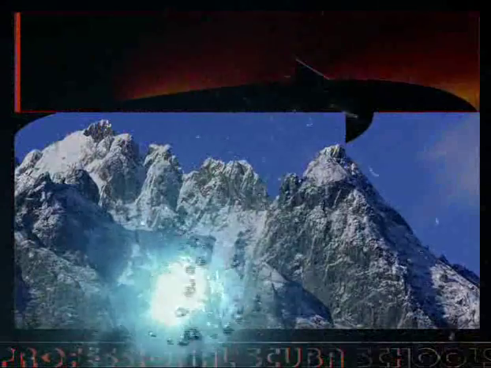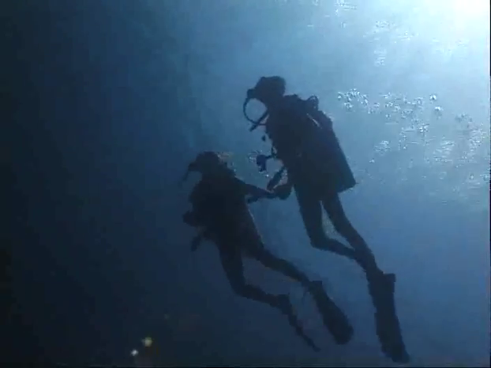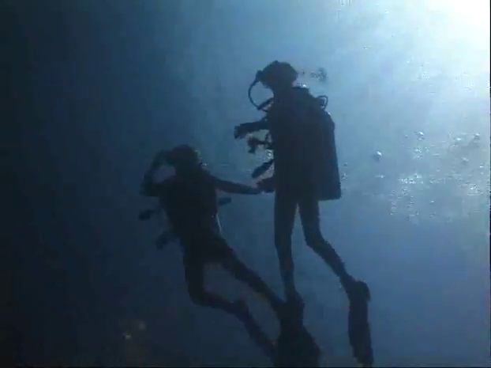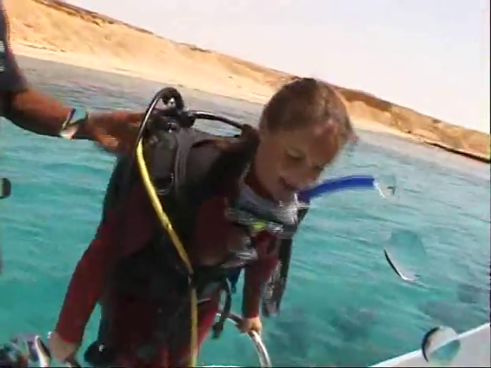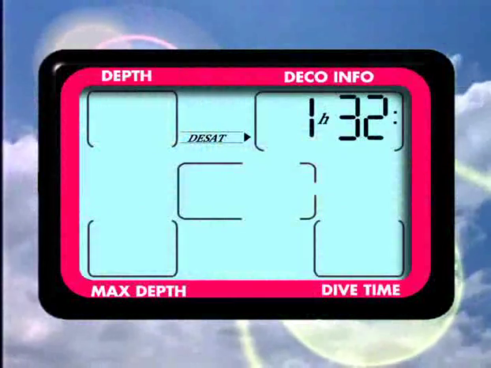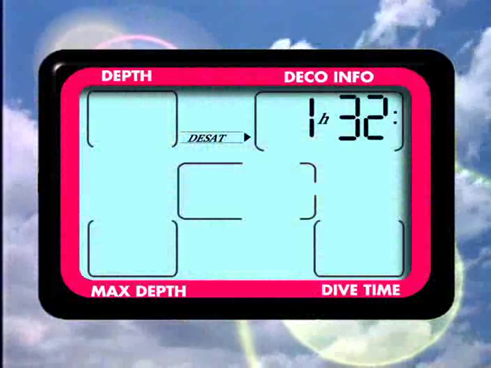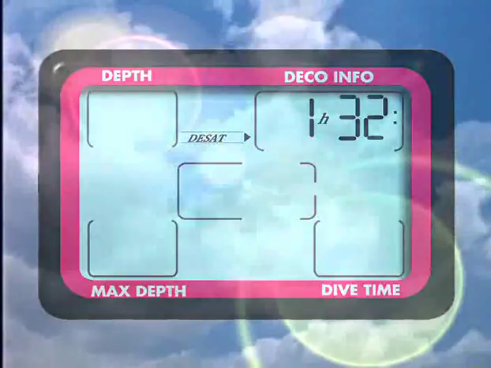After diving. The dive is over and you surface. On the surface, the computer will display new information. For example, it will indicate the time needed for the compartments to eliminate all the excess inert gas. If you dive again before this time has elapsed, it is a repetitive dive.